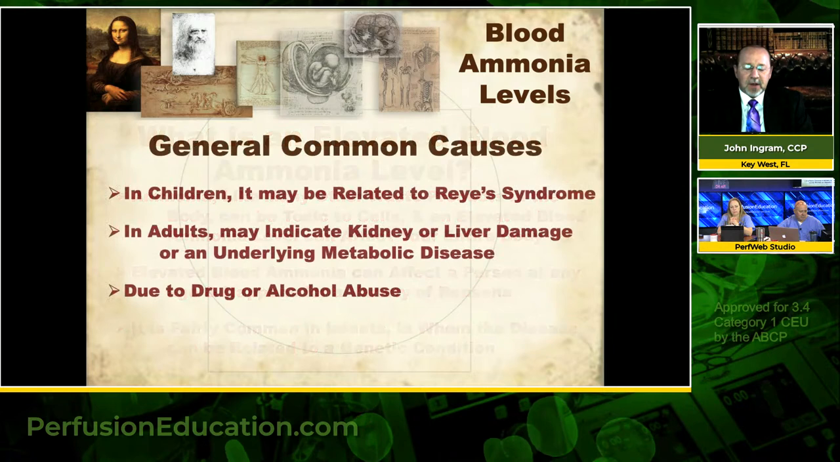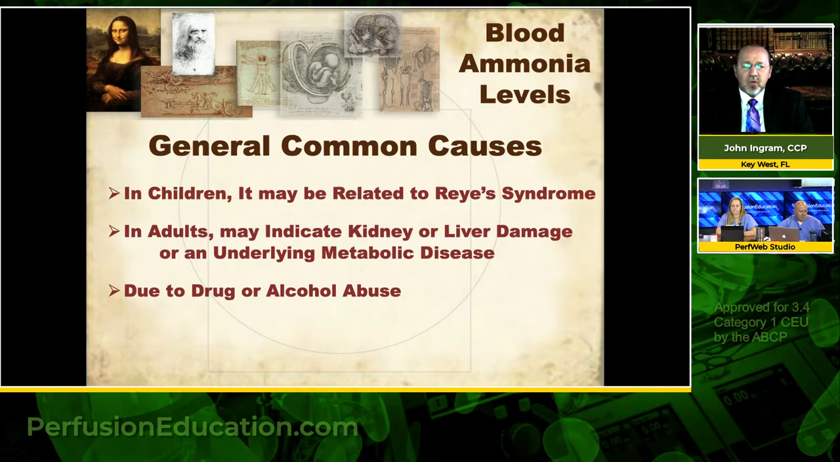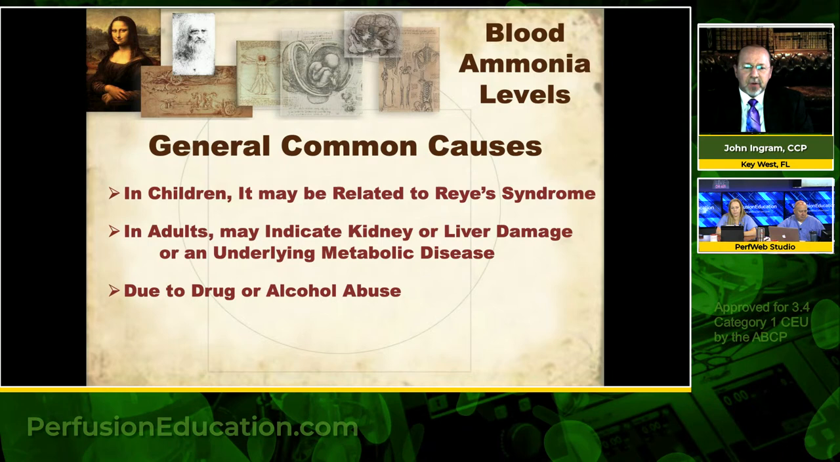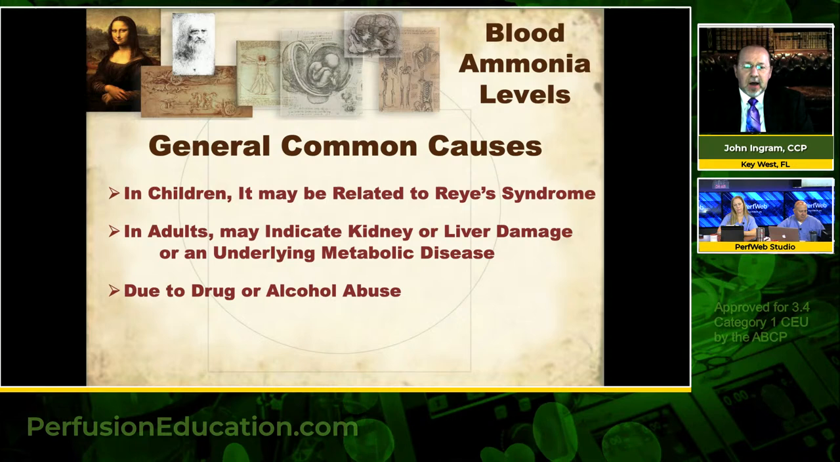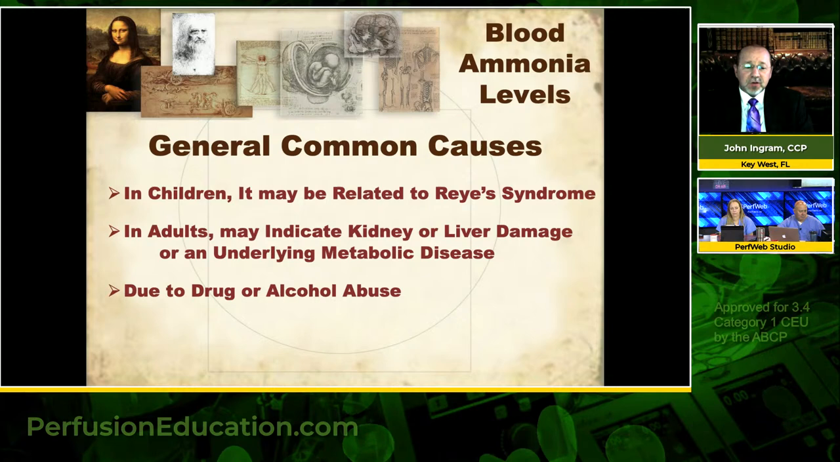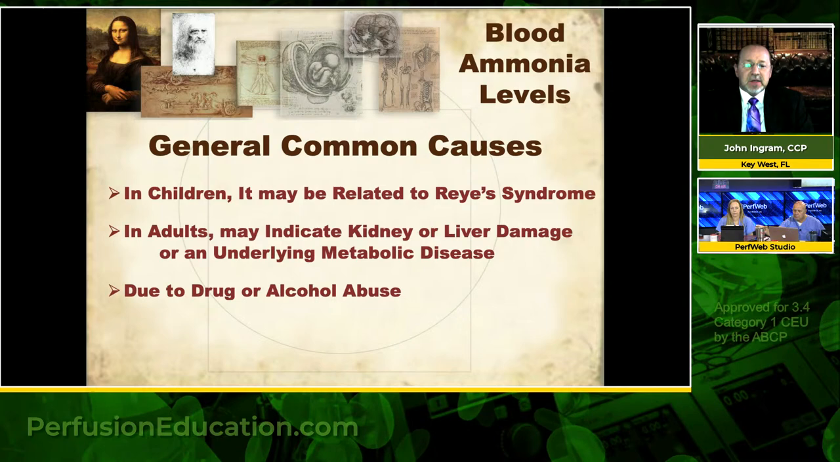But in children, commonly it's related to Reye syndrome. You guys have heard of Reye syndrome. We're going to talk about that in a minute. But it's a dysfunction of your liver, and as we said, the liver is not filtering out the ammonia very well. In adults, however, it's going to indicate kidney or liver damage or some underlying metabolic disease where you're not metabolizing, usually in the liver, properly. It can also be due to drug or alcohol abuse. Again, those are probably going to detrimentally affect your liver function and/or kidney function.